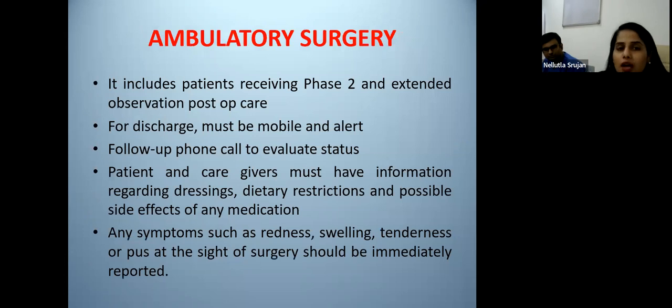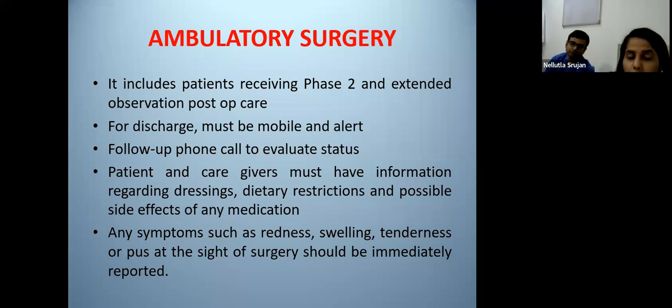Then the other important scenario is ambulatory surgeries, which patients undergo. This is nothing but phase 2, the intermediate phase, which is the extension of the ambulatory stage, where a patient will be continuously monitored for post-operative care until the time of discharge. For discharge, when the patient is comfortable, when all the parameters are within normal limits, then the patient is ready to be discharged.